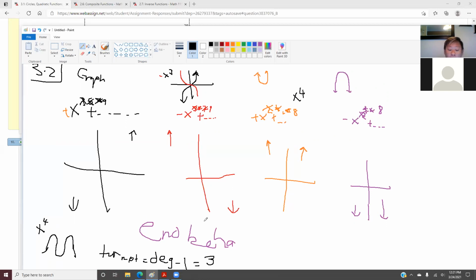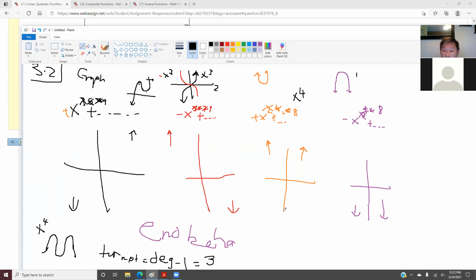If you have x squared, it is a parabola. You only get 1 turning point. If you have x cubed, you get 2 turning points. You cannot see it from here, but usually when you have x cubed, the turning points will be like this, where you will get 2 of them. So this is called the turning points.